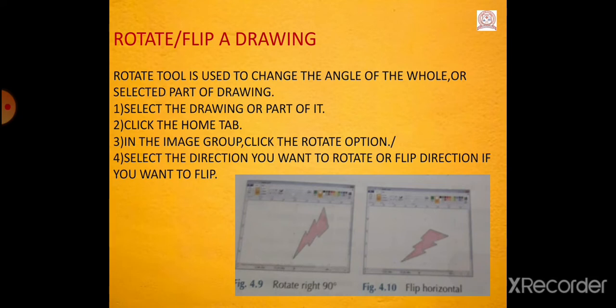Flipping will give you a mirror image of your drawing. We can rotate it either by 90 degrees in both the left or right direction, rotate by 180 degrees, or we can flip it in a vertical or horizontal position. Below is the image given when we have rotated by right 90 degrees and flipped in the horizontal direction.